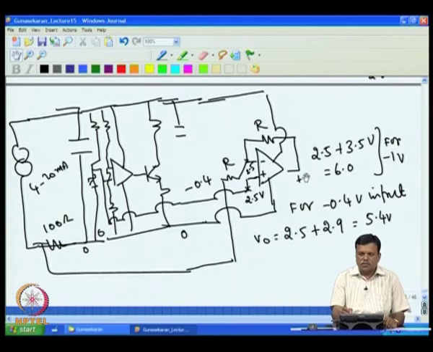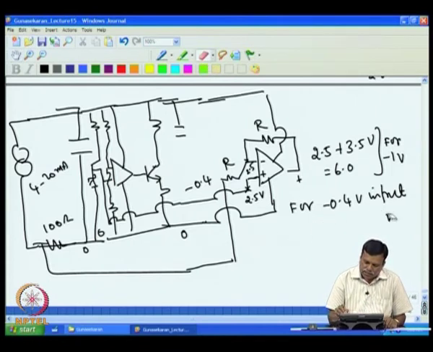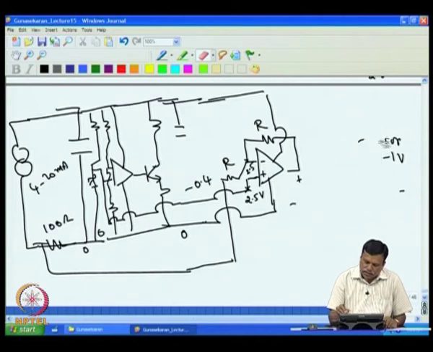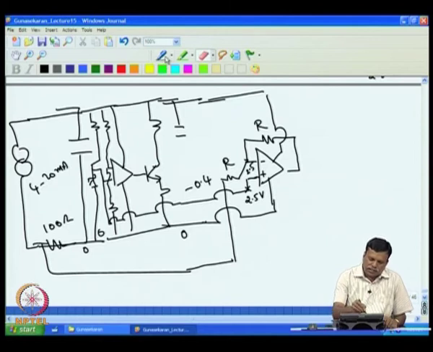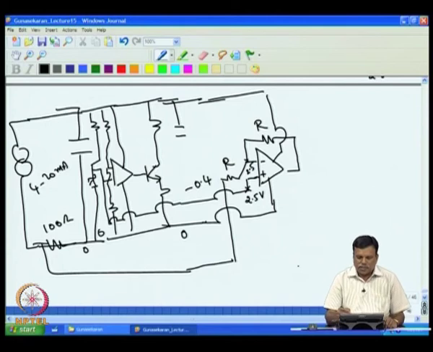Now, this can be used to provide whatever other functions that we want. For example, I want to operate an actuator depending upon this signal.